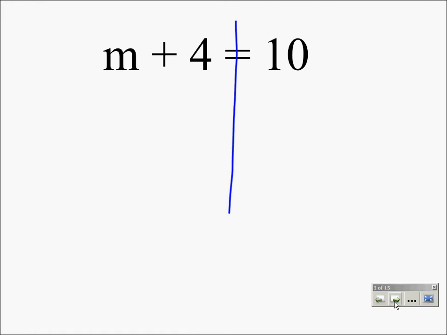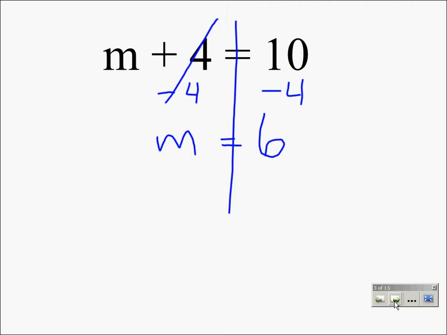I'm going to draw a line down my equal sign so I know what I mean by both sides. One time on this side of the equal sign, one time on this side of the equal sign. And I want to do the opposite. The opposite of adding is to subtract. So I'm going to subtract 4 here and subtract 4 here. A positive 4 and a negative 4 cancel, just leaving us with our variable, the letter m, and then I have 10 minus 4, and that is 6. So m equals 6.